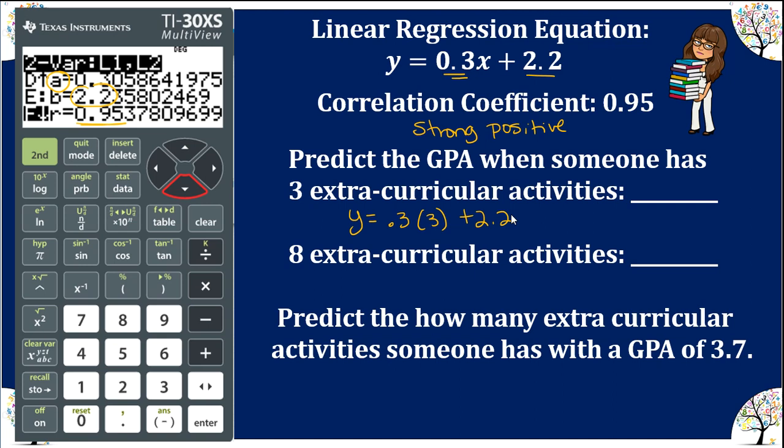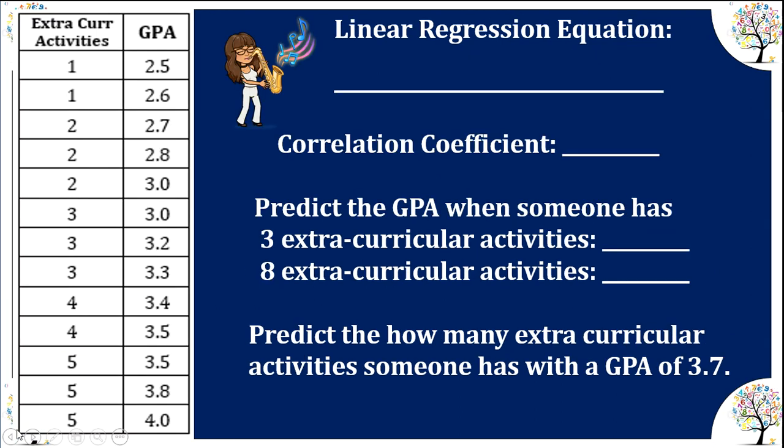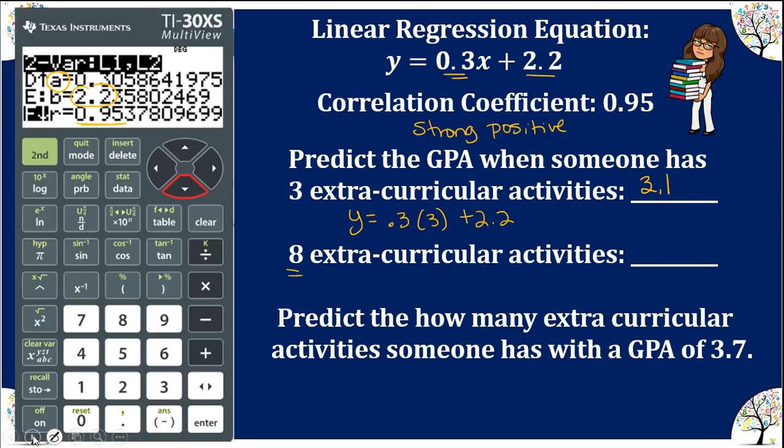So 0.3 times 3 plus the 2.2. So this gives us a GPA of 3.1. Now 8 was not in the range. You can see 5 was the highest of our extracurriculars. So let's just say we have somebody that's really above and beyond, and we're going to put in 8 extracurriculars. This is extrapolating data. We're looking outside the range.